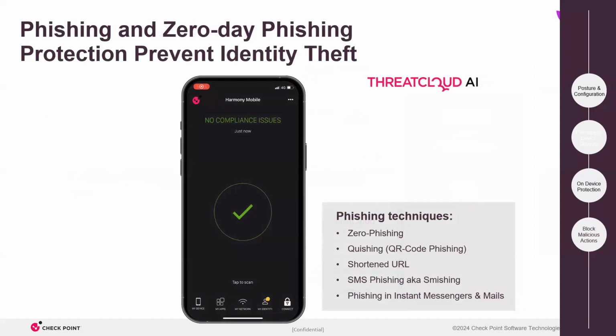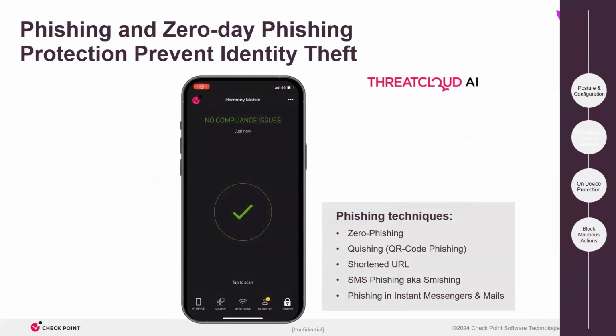We talk about phishing and Zero Phishing all the time. When you receive a link, you can click on that link and Zero Phishing will activate to ensure that you're not clicking on a malicious link. Alternatively, there is an ability to manually scan a link within Harmony Mobile. So if you'd ever like to do that, you can.